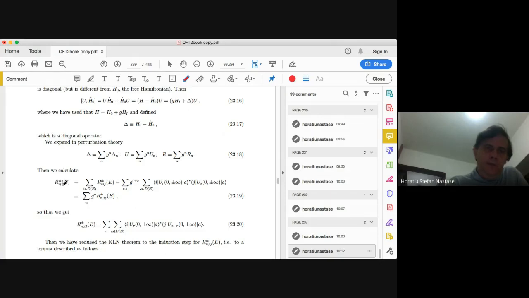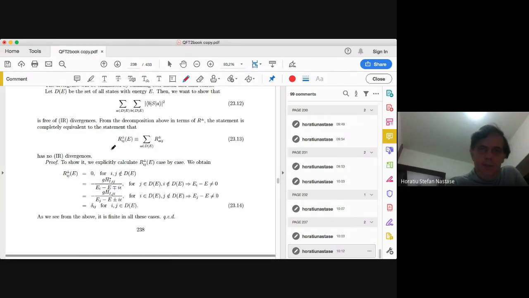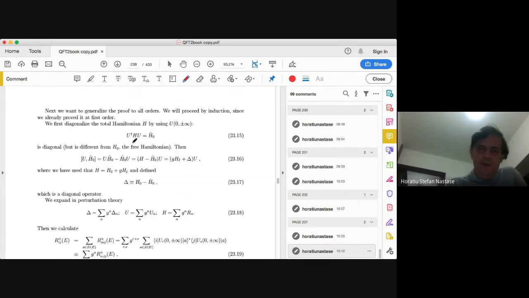So remember the statement that we wanted to prove is infrared free. The way we reduced the statement of probabilities summed over external states being infrared divergence free, we reduce that to the statement that R plus-minus ij of E, so the sum over A in the domain of E of R plus-minus Aij, is infrared safe, free of infrared divergences.